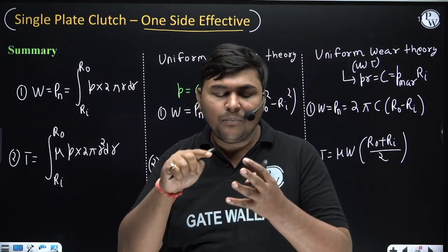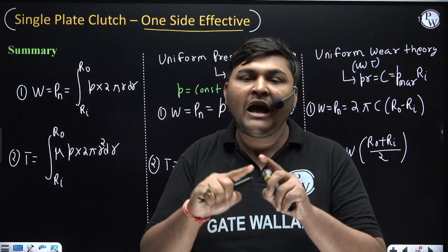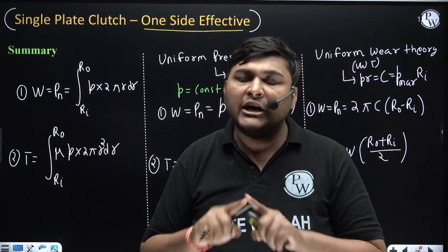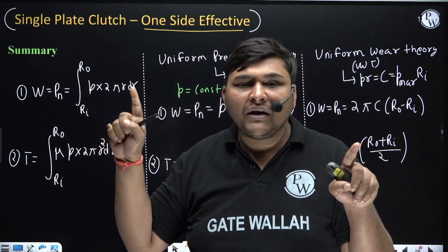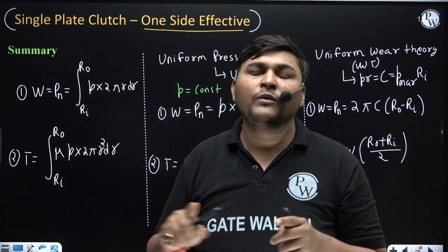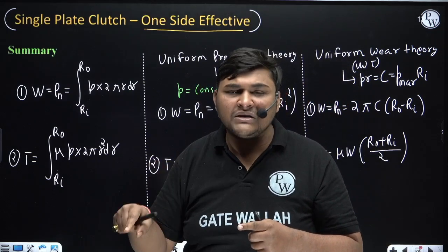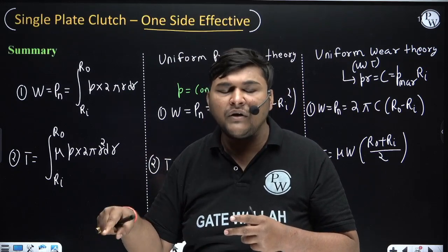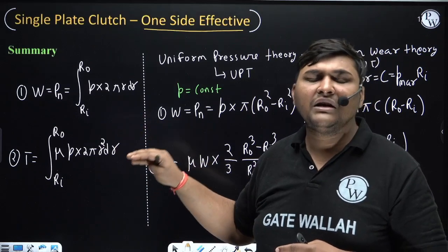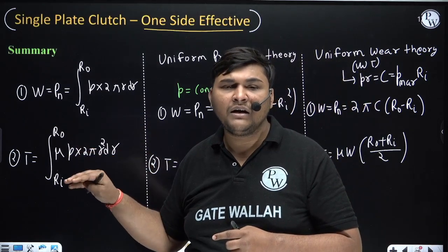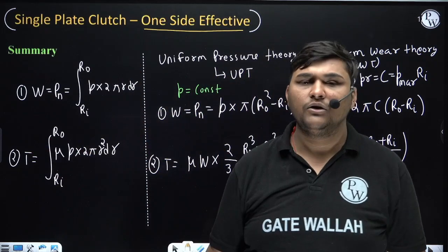After completing the discussion of single plate clutch with both sides effective and multiplate clutch, I will again summarize the whole discussion. If you remember the summary for single plate clutch with one side effective, both sides effective, and multiplate clutch, then you will be able to solve the question of any plate clutch. If you understand this, you will easily understand the concept, and after that I will summarize the entire plate clutch. You only need to remember that summary.